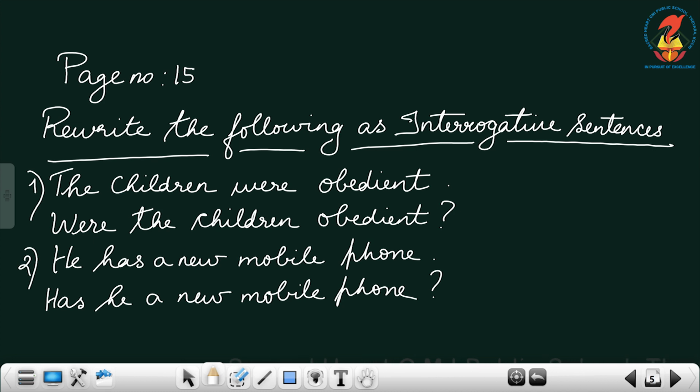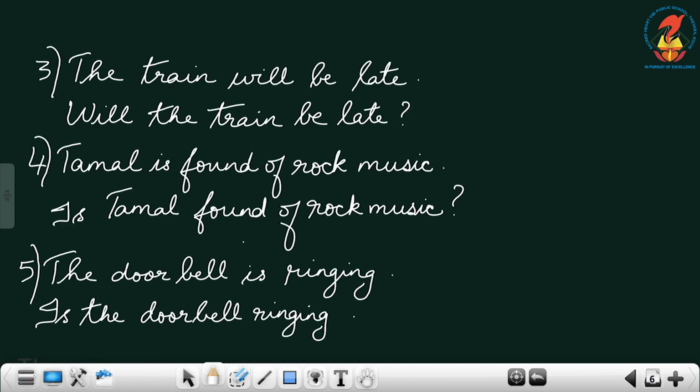Now look at the second one. He has a new mobile phone. A statement, and we change it as, has he a new mobile phone? Question mark. So we have changed that into an interrogative sentence. Has he a new mobile phone? Now look at the third one. The train will be late. Again, a declaration or a statement. We change that as will. So over here, will should be placed before the subject, the train. So, will the train be late?